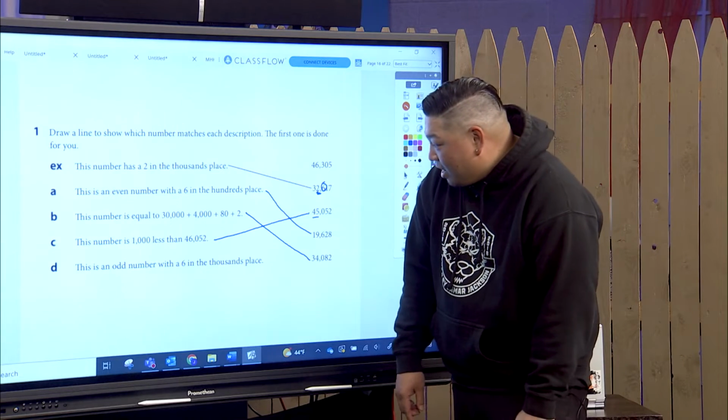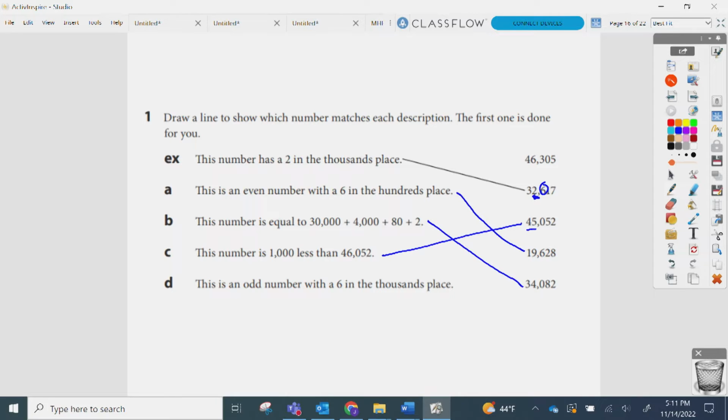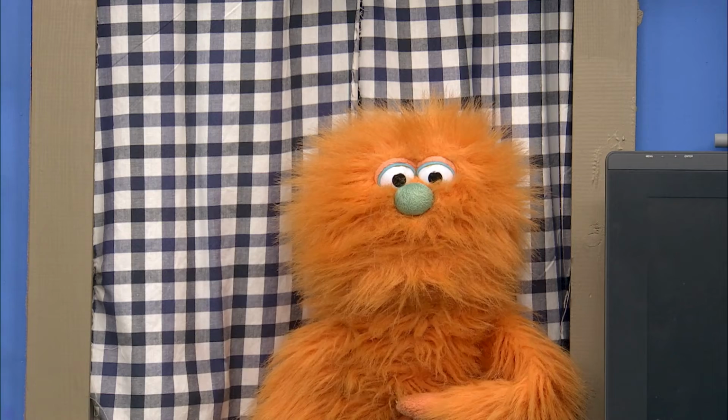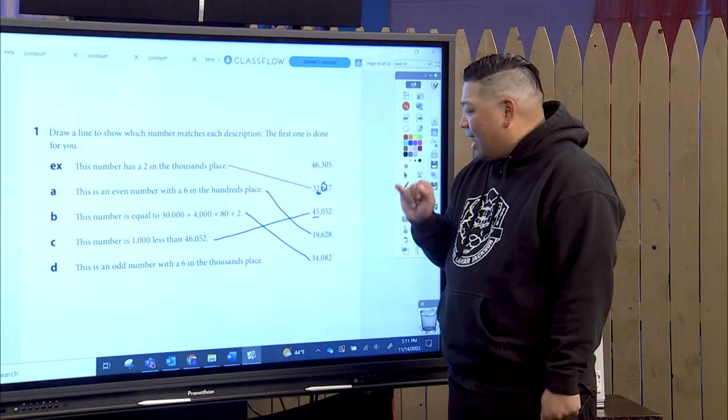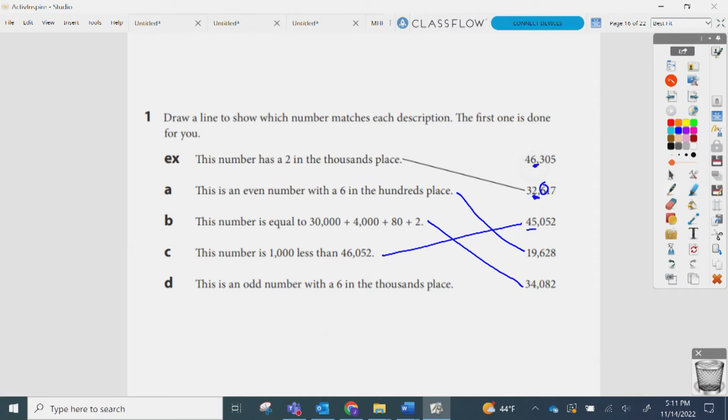This is an odd number with a 6 in the thousands place. I mean, there's only one left, but let's double check. You never know if they're going to try and fool us. It's an odd number, so it's not even. It's not divisible by 2, so it doesn't end in 2, 4, 6, 8, or a 0. That's correct, and a 6 in the thousands place. Yep, there it is. We got our match.